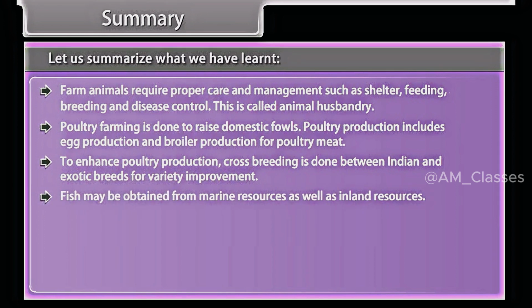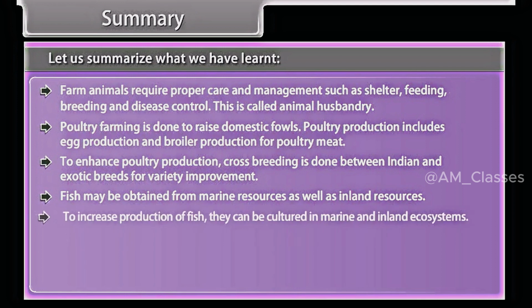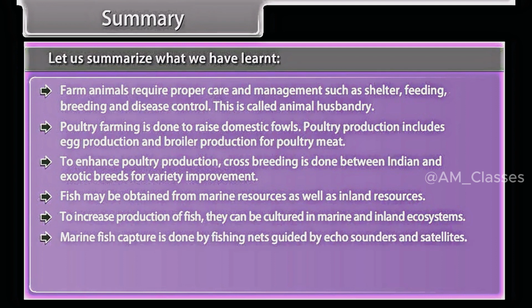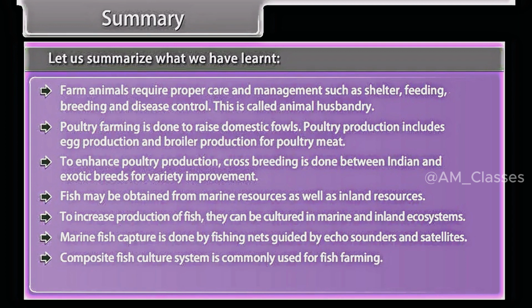Fish may be obtained from marine resources as well as inland resources. To increase production of fish, they can be cultured in marine and inland ecosystems. Marine fish capture is done by fishing nets guided by echo sounders and satellites. Composite fish culture system is commonly used for fish farming. Beekeeping is done to get honey and wax.